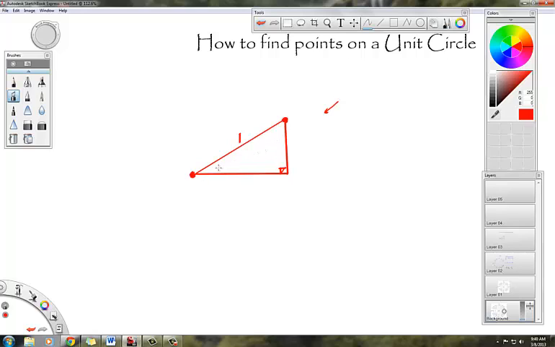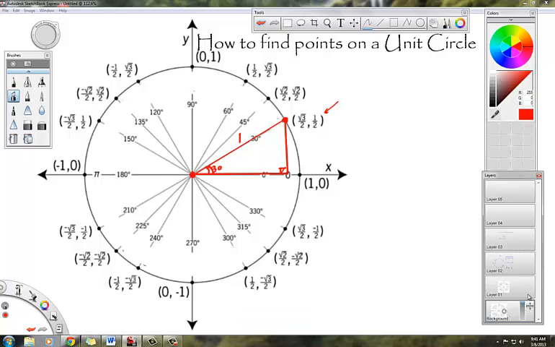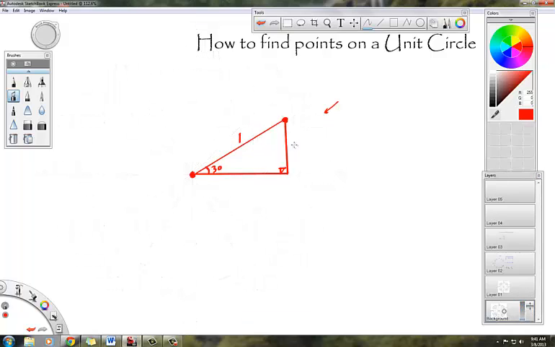All right, this angle was equal to 30 degrees. If I bring that back up just a second, you can see that it's the 30-degree thing. What I'm going to do now is show you how to find these two sides, because once you understand that, you can fill out the entire unit circle.